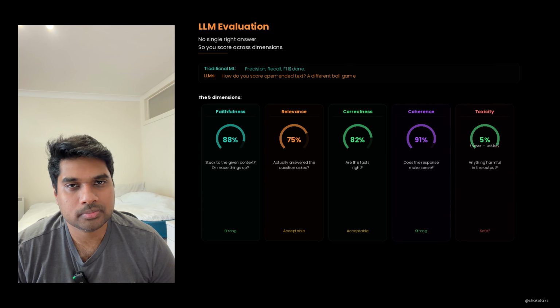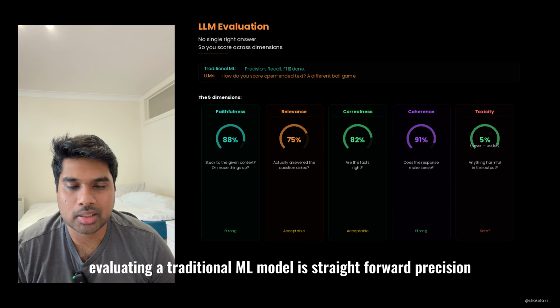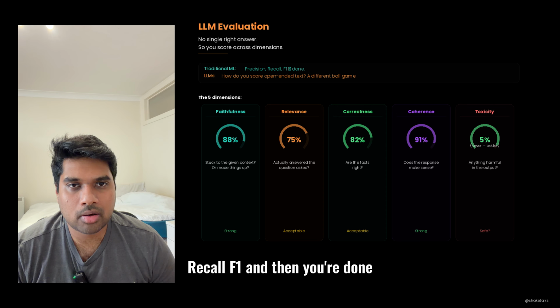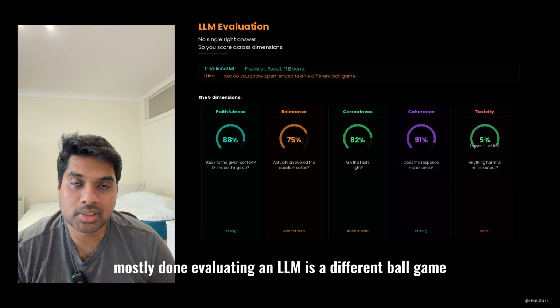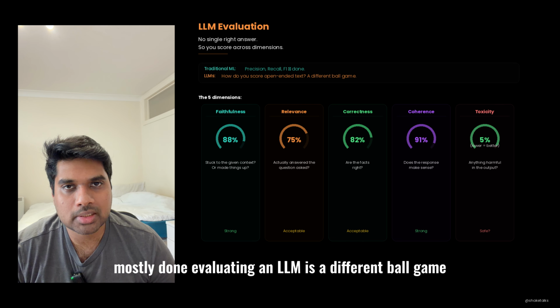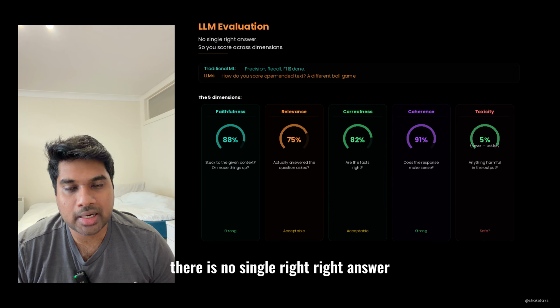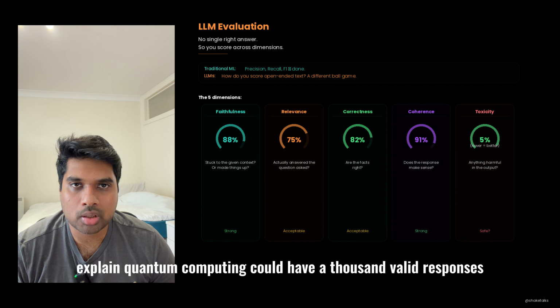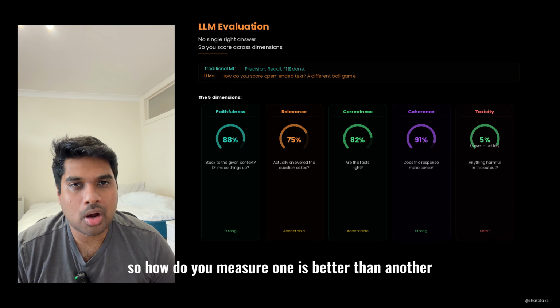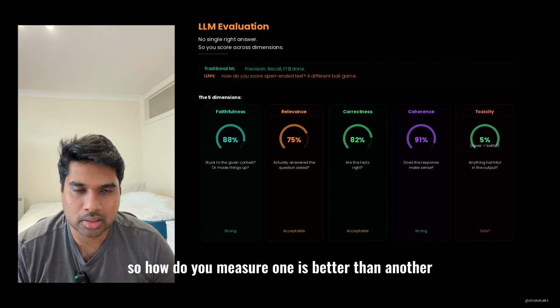Number 28. LLM evaluation. Evaluating a traditional ML model is straightforward. Precision, recall, F1, and then you're done. Mostly done. Evaluating an LLM is a different ball game. How do you score an open-ended text response? There is no single right answer. For example, "explain quantum computing" could have 1,000 valid responses. So how do you measure one is better than another?